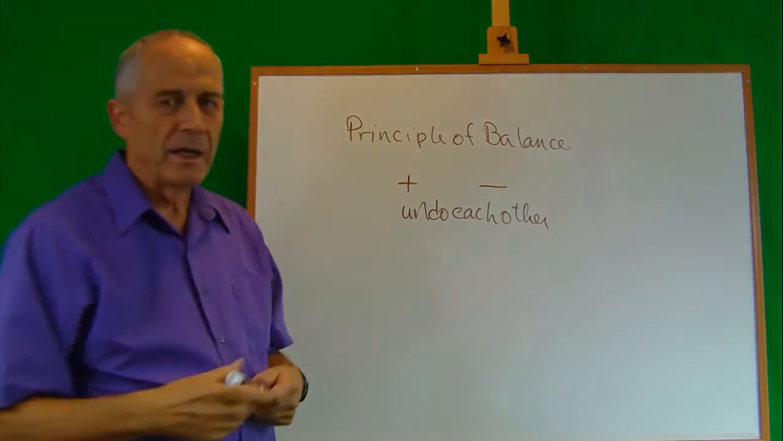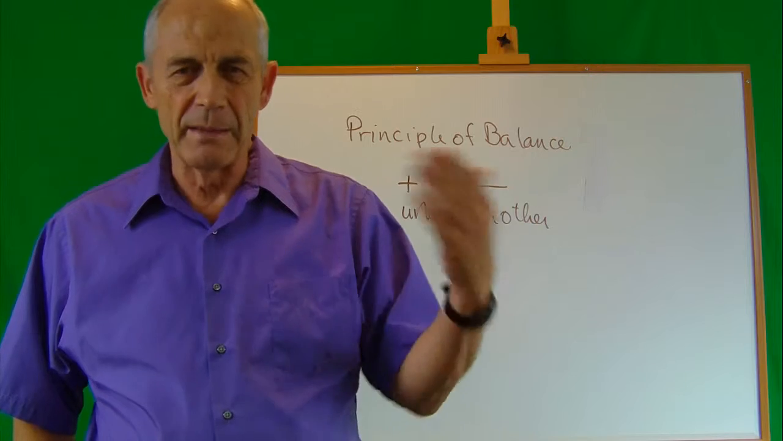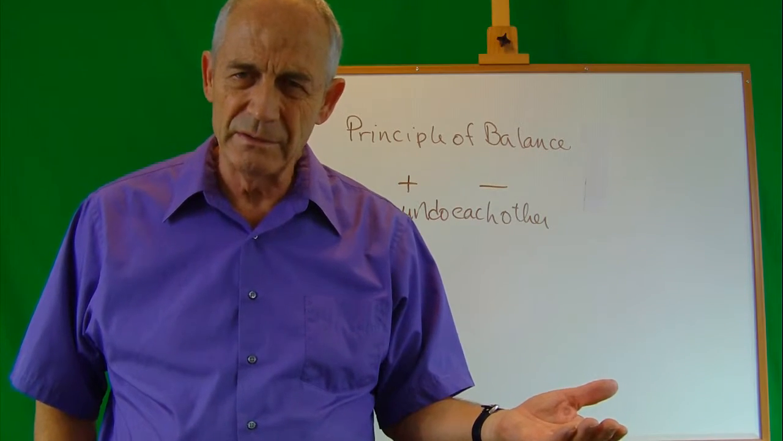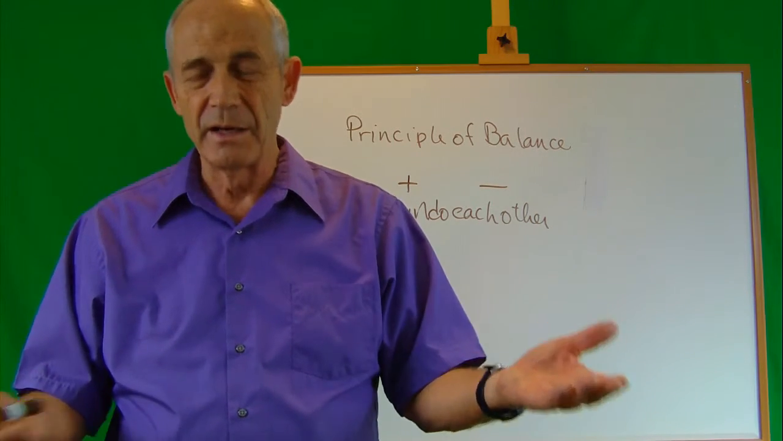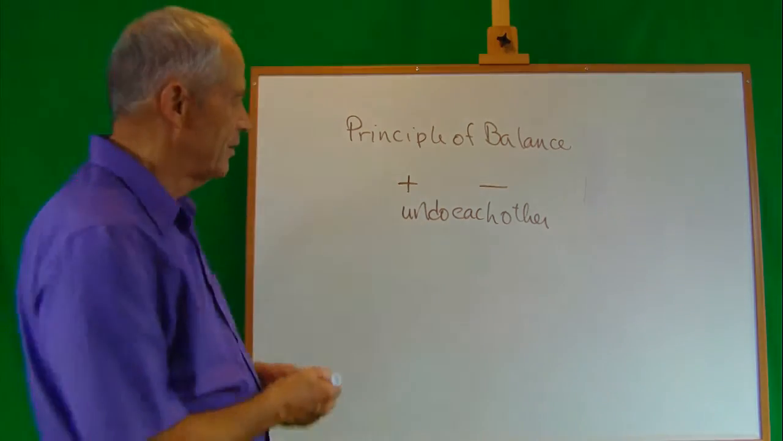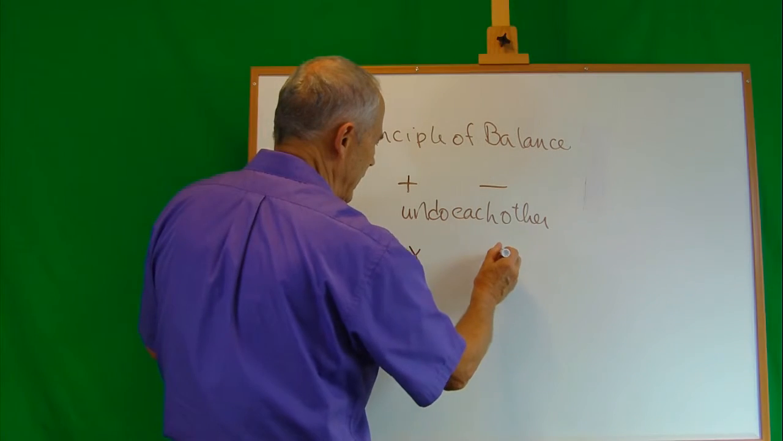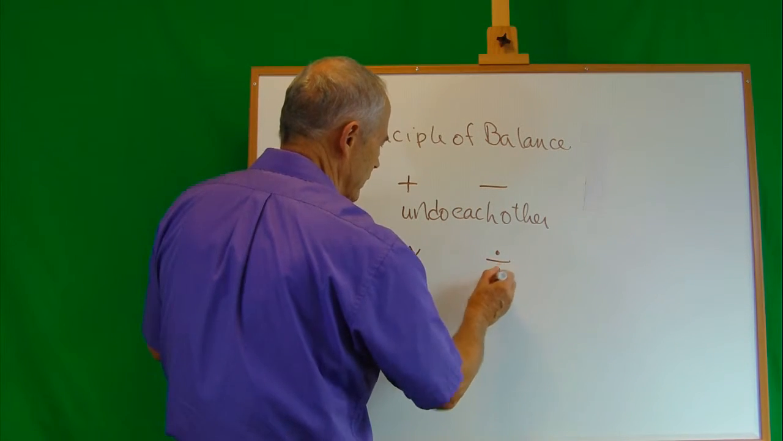Now, if I multiply one number by 2, to get back to where I started, what do I have to do? Divide. If I divide, what do I have to do? Multiply. So, in the same way, multiplication and division undo each other.